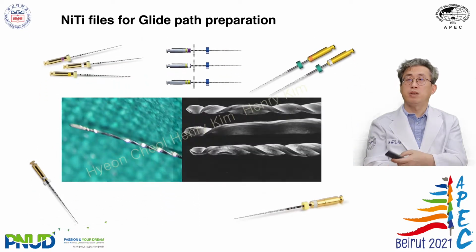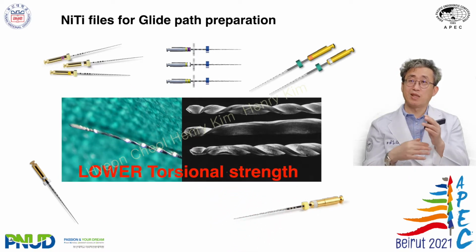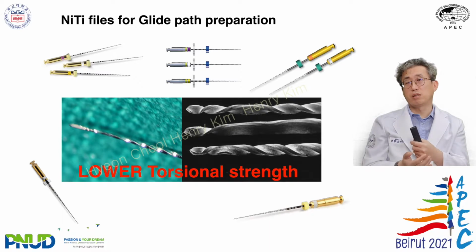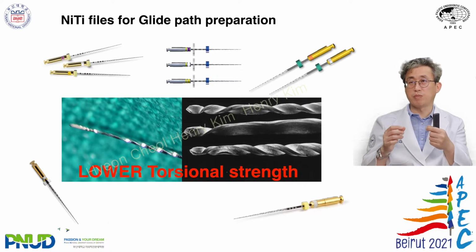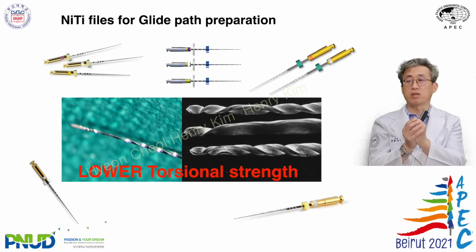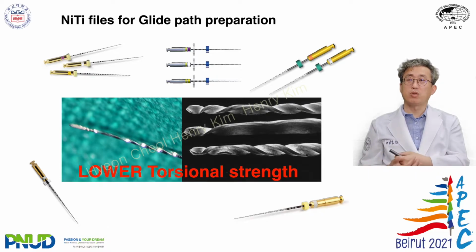But these glide path instruments are all very thin and tiny, so they are very weak under torsional conditions. As you see here, they may unwind, untwisting, and they may be broken easily in a very sclerotic tiny root canal system. So we have to know how to increase the torsional strength.